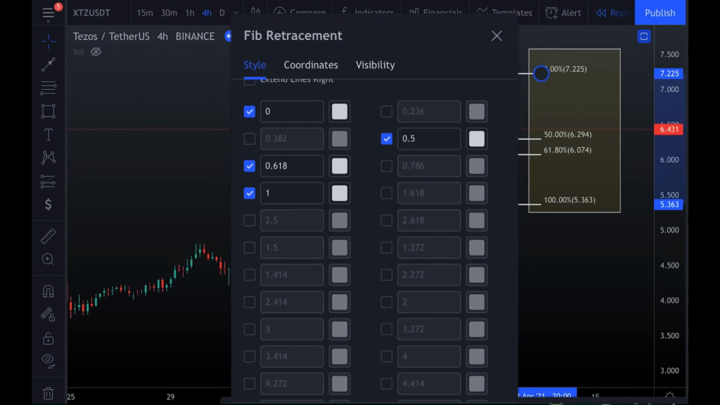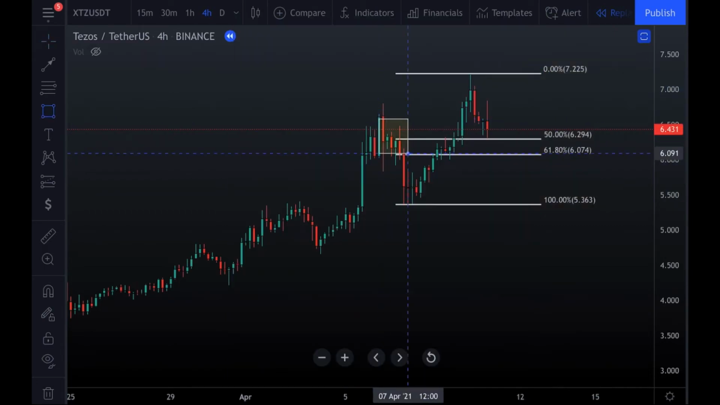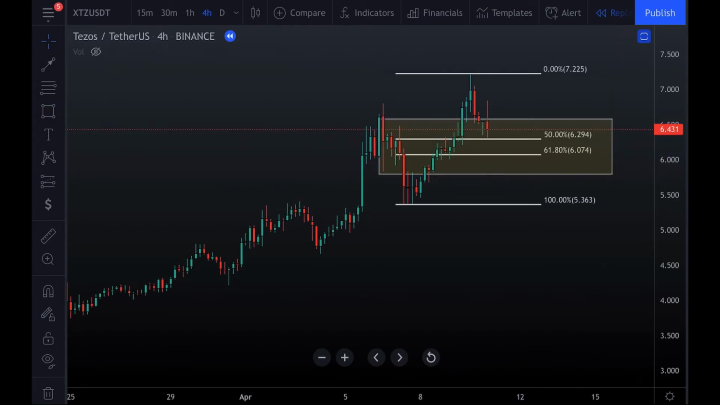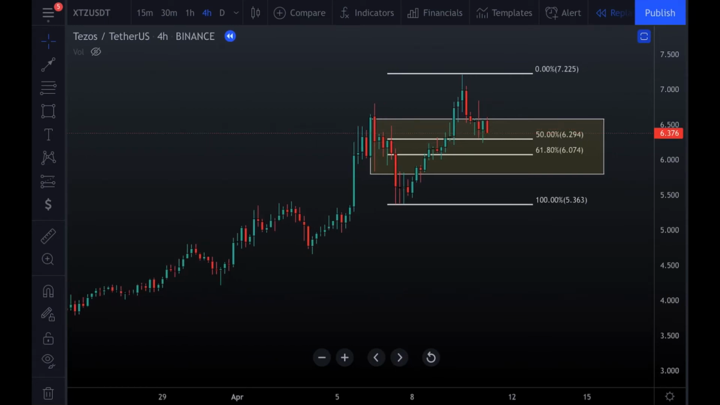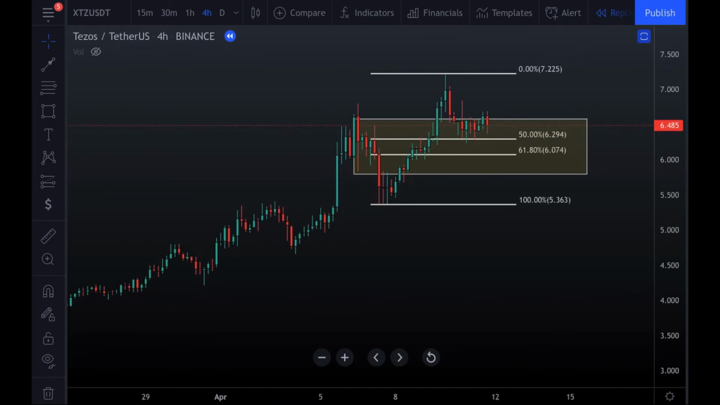So if you want to copy it, go ahead, take a screenshot of this and you can use it for your own trades. Now going back, these two levels, the 50% and 61.80%, are the most important levels or the golden ratio because they are the most widely used Fib levels by traders, which also represents an area of value for a moving trend.